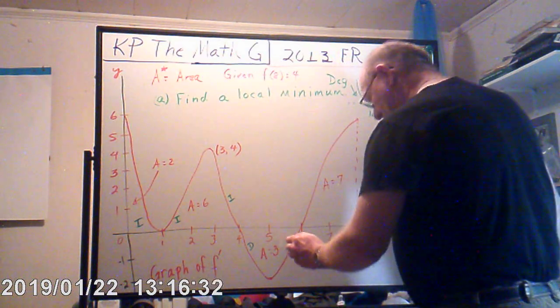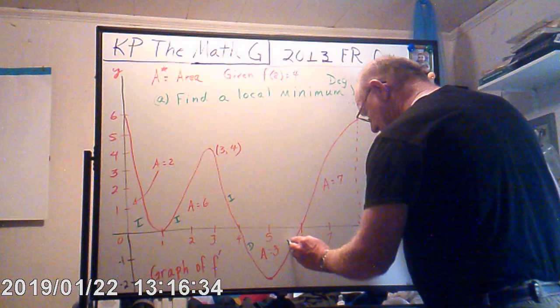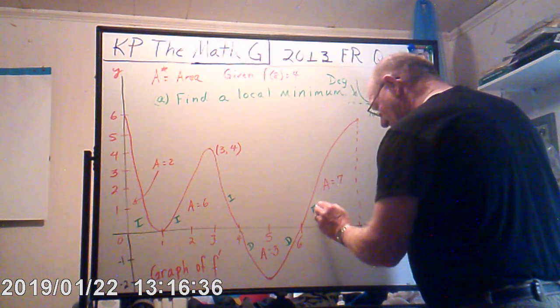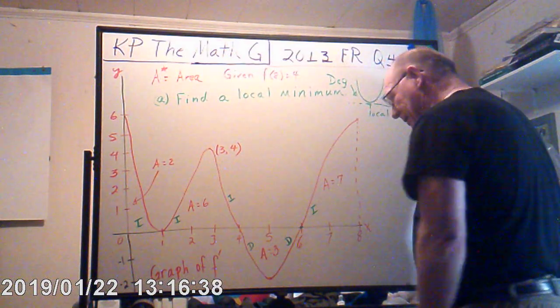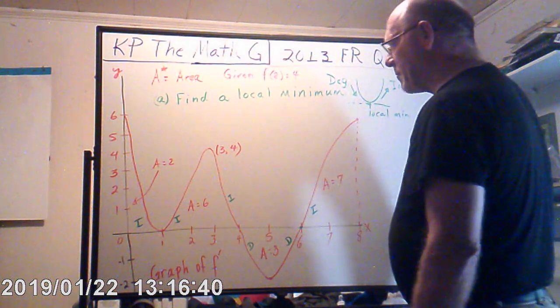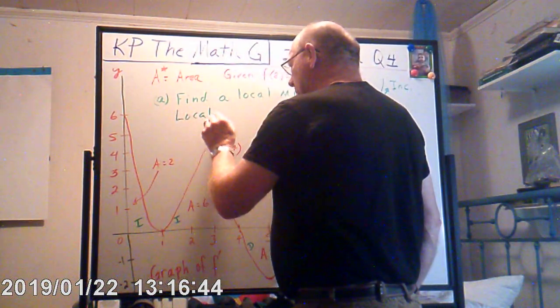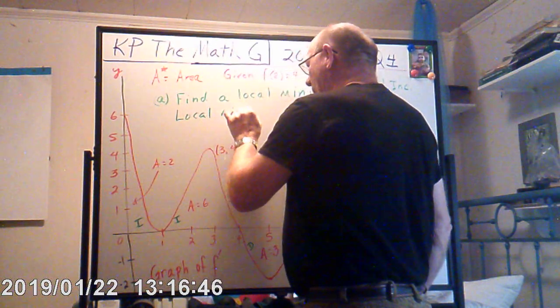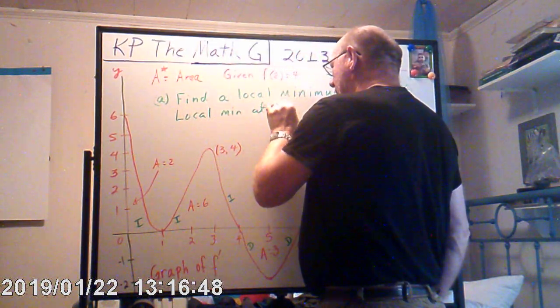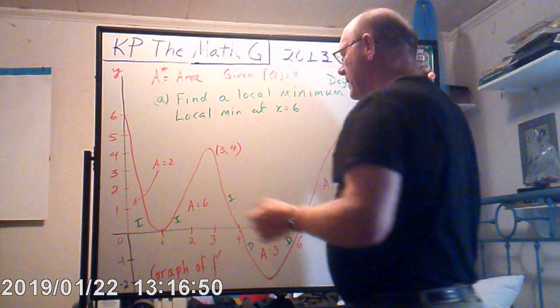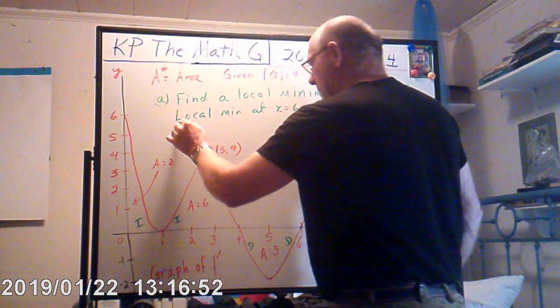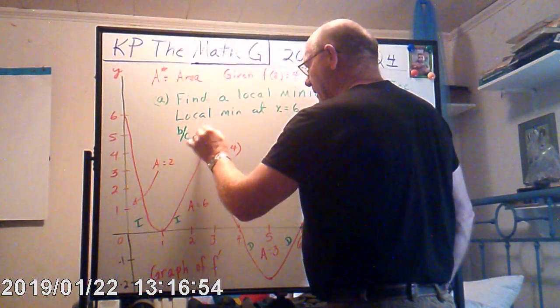But now this is decreasing at 6 and increasing above there. There it is right there. So this would be the local minimum. Local minimum at x equals 6 because signs change.